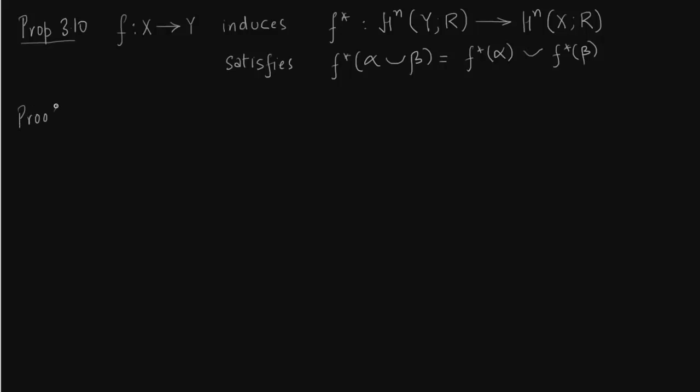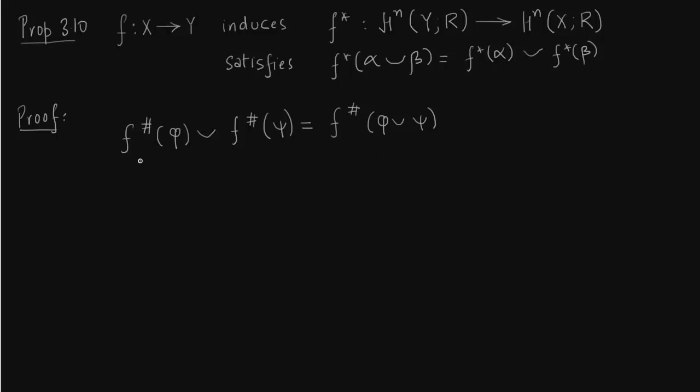Proof. Obviously our strategy is to follow our nose, and we have to define some map like f hash. Now f hash is nothing but a cochain map, so instead of f star write f hash, and instead of H^n write C^n. So just rewrite the map f star and you have a map C^n(Y) to C^n(X), and that is the f hash map. So what are we trying to show? We are trying to show this equality.